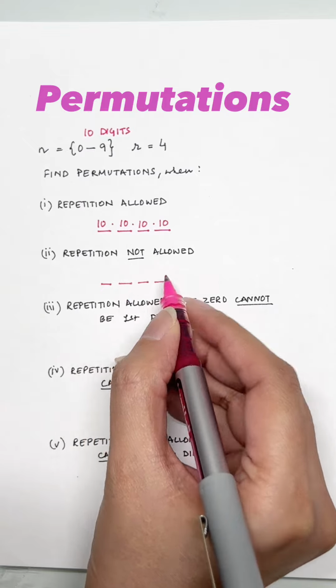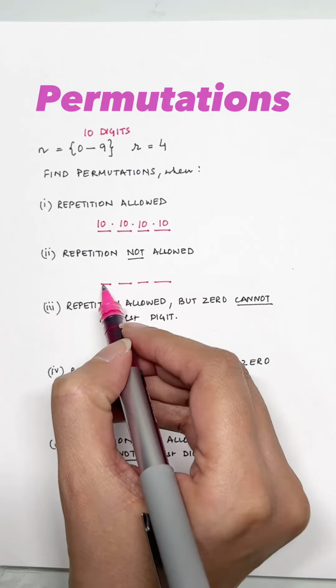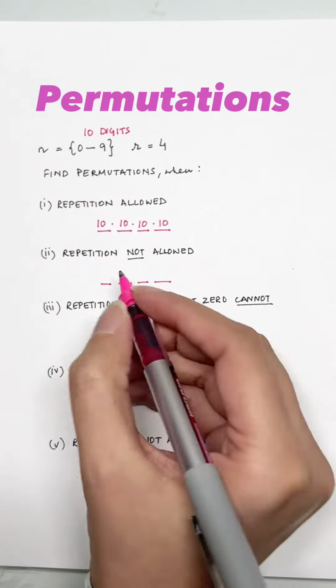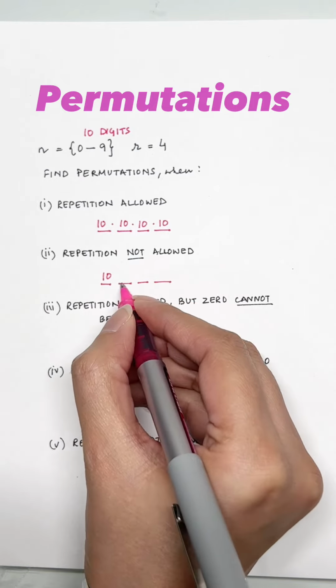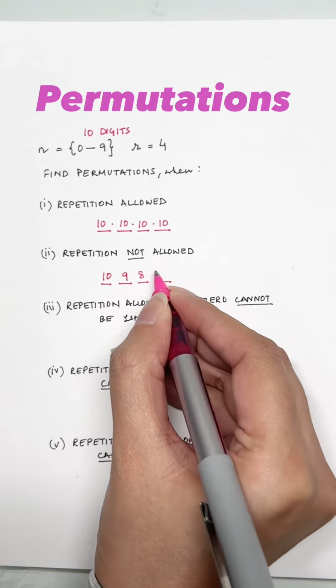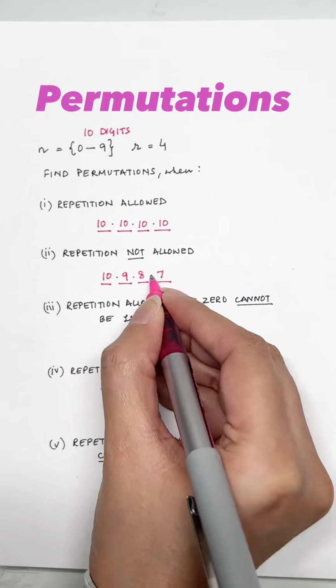Next one, repetition not allowed. So first one, okay, it's going to be 10 because you still have the same choice. But because you used the first one, the next one decreases by 1. So 10, 9, 8, 7.